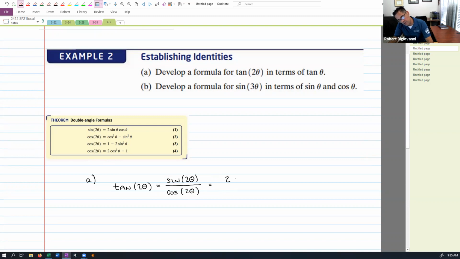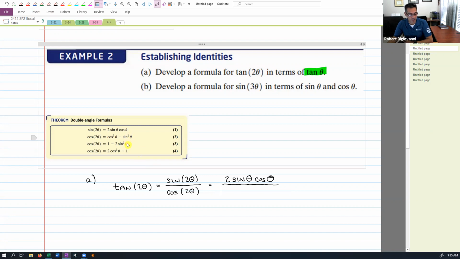I'm going to say this is 2 sine theta cosine theta. Oh, I forgot to mention, look what it says here: develop a formula for tangent of 2 theta in terms of tangent theta. So they want our final answer to have tangent of theta in it. All right, so right now I did this, I got this, and then on the bottom, what can I put on the bottom? Well, I have 3 choices, don't I? Which of these would you like to use?